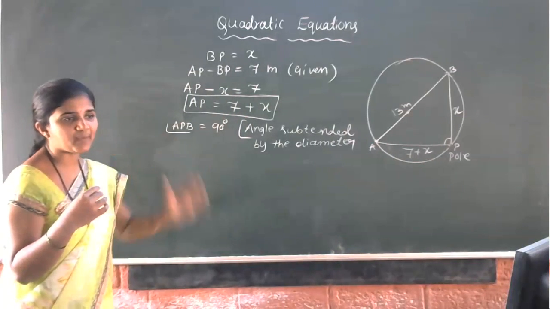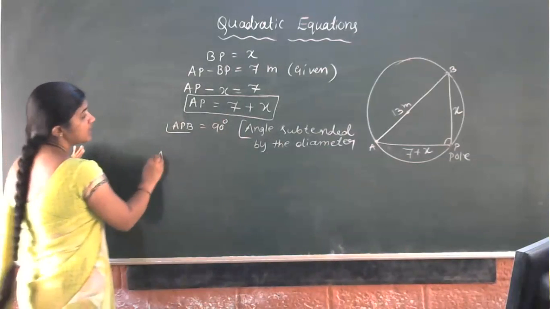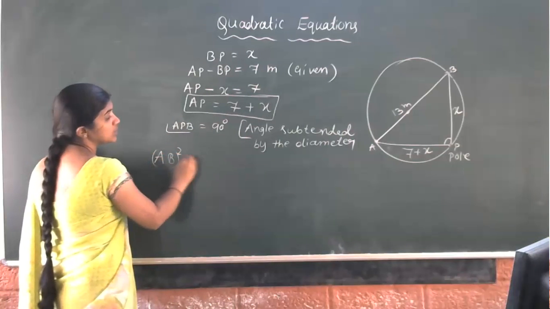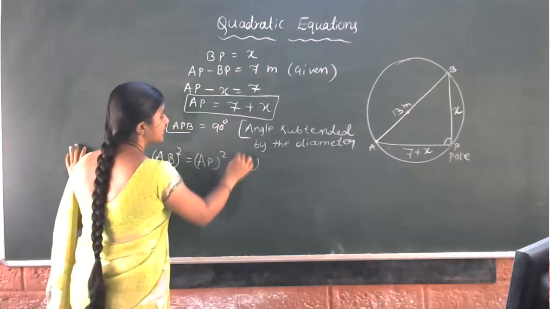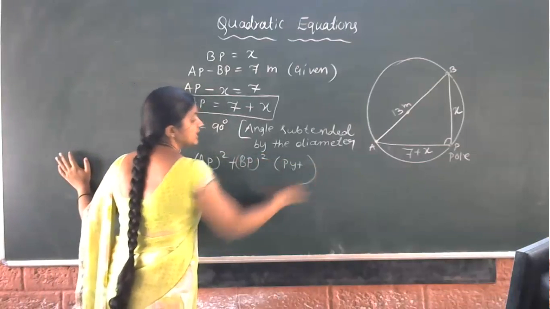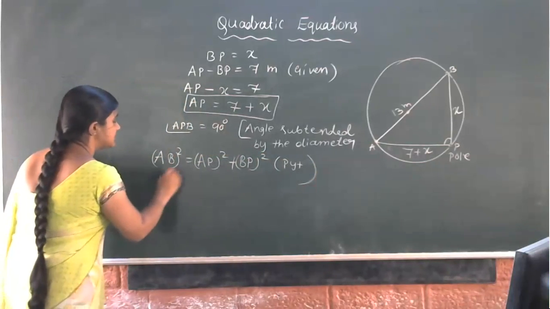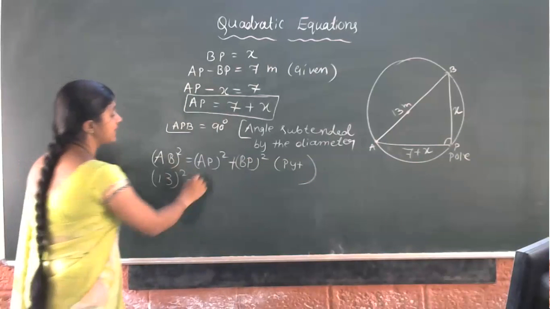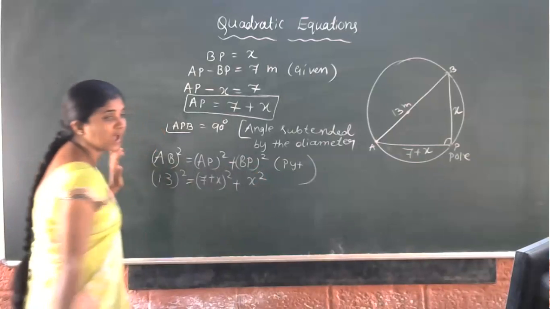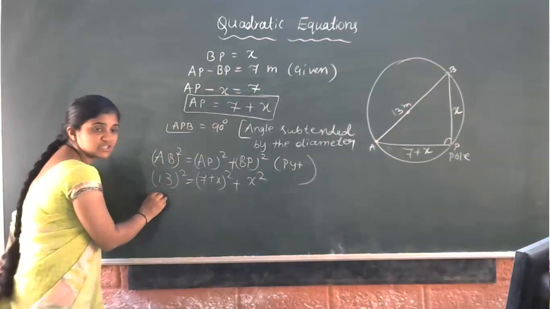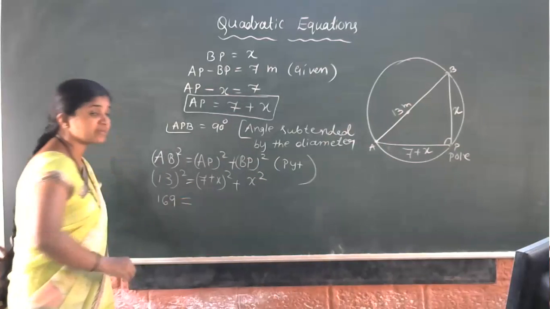So the square on the hypotenuse is equal to the sum of the squares of the other two sides. Here AB square is equal to AP square plus PB square, or BP square. Pythagoras theorem. Can you continue that one? AB is 13 square, which is equal to AP, which is 7 plus x the whole square, plus BP, which is x square. Next, 13 square is 169. So 169 is equal to 7 plus x whole square.